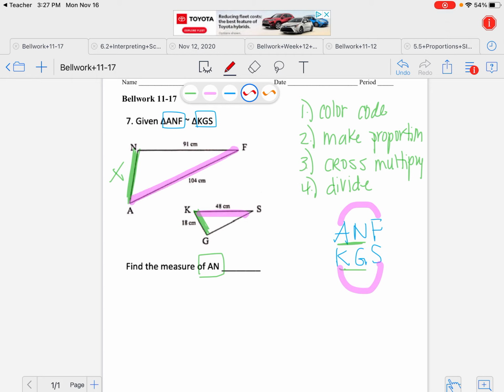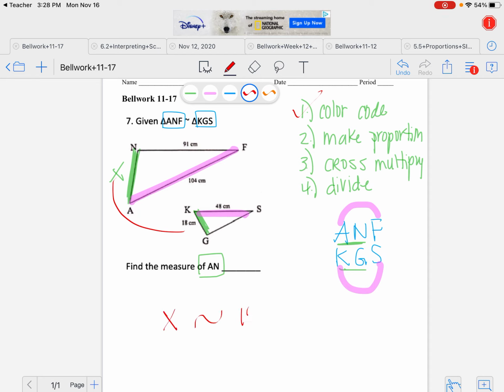So now I've done step 1. I have color coded my shapes. Now step 2 says make your proportion. So I would put the two green amounts side by side. X is similar to 18 because they're in the same position. Then starting back from the triangle where the X was, 104 is in the same position as 48. So I would put 104 underneath X and 48 underneath 18. So now step 2 is done.